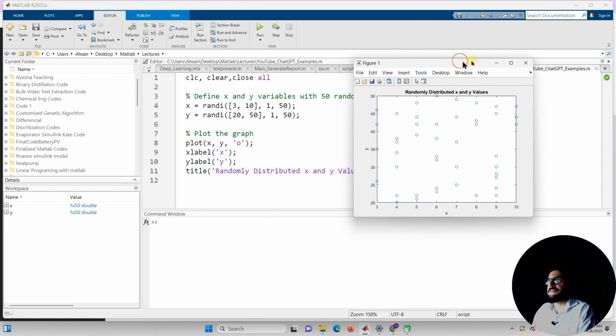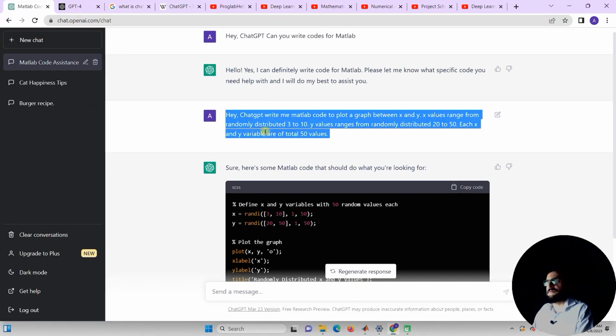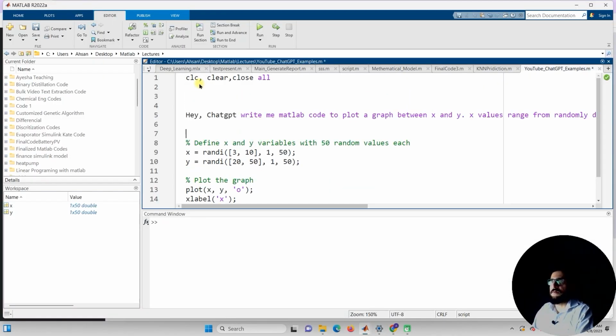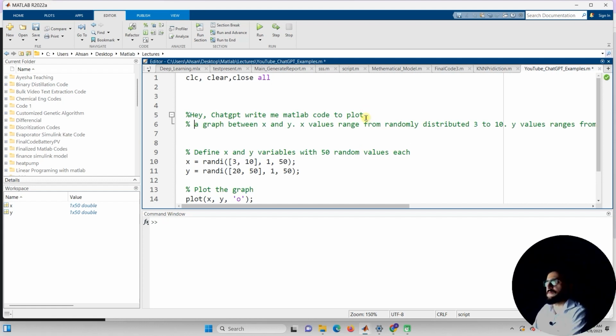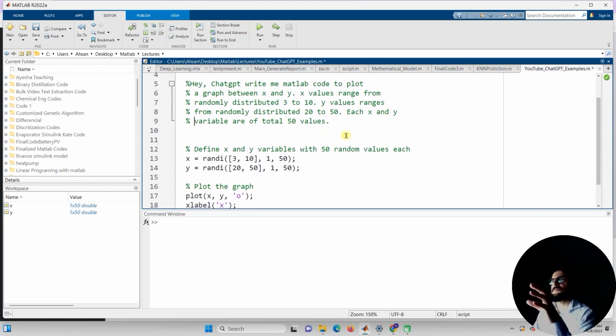If you look at the code here, first it defined x and y values. There are a total of 50 values here, and they fall within the range of 3 to 10 random values, and the same goes for y, that is 20 to 50. So if you copy the prompt here, this was the prompt, and we will paste it somewhere here and go. So we asked ChatGPT to generate values. Okay, you look at it, it exactly did what we asked for.